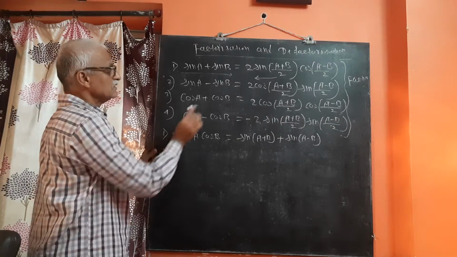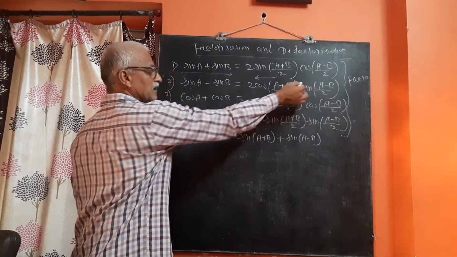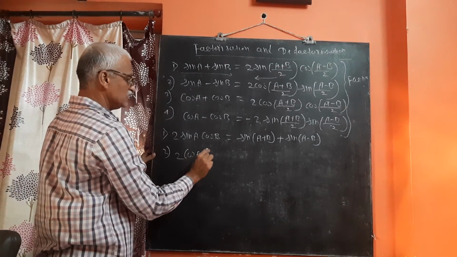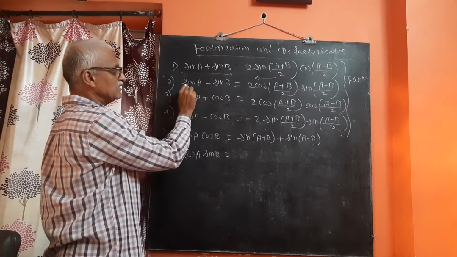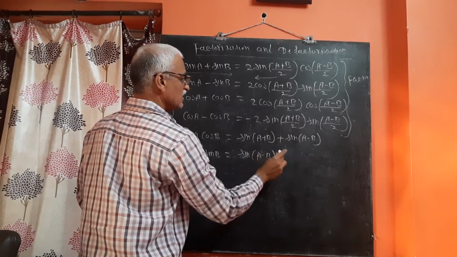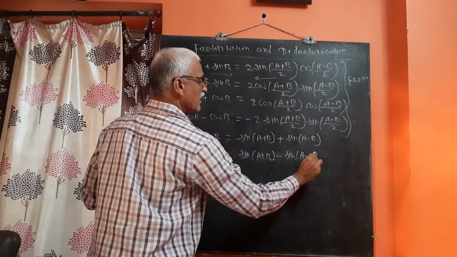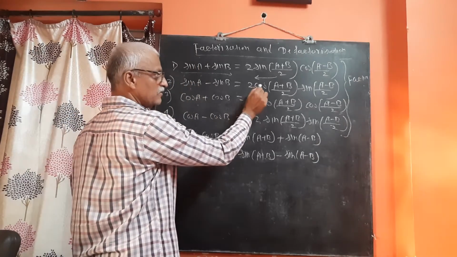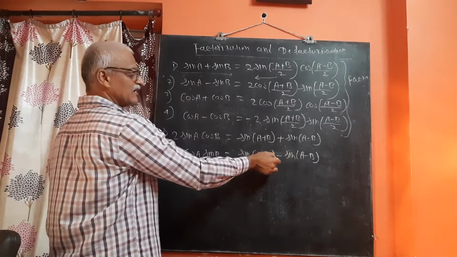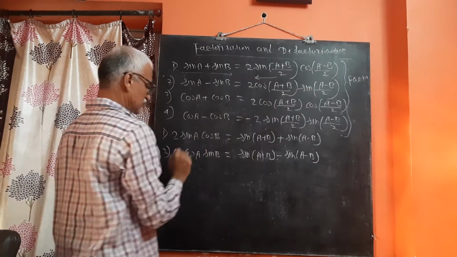Now the second formula. The subtraction of 2 sin is the multiplication of cos and sin. Now it becomes the multiplication of cos and sin, that means 2 cos A into sin B is equal to the subtraction of 2 sin, so that will be sin of (A plus B) minus sin of (A minus B). So here the multiplication of cos and sin is the subtraction of 2 sin. That is defactorization. Factorization is: the subtraction of 2 sin is equal to the multiplication of cos and sin.